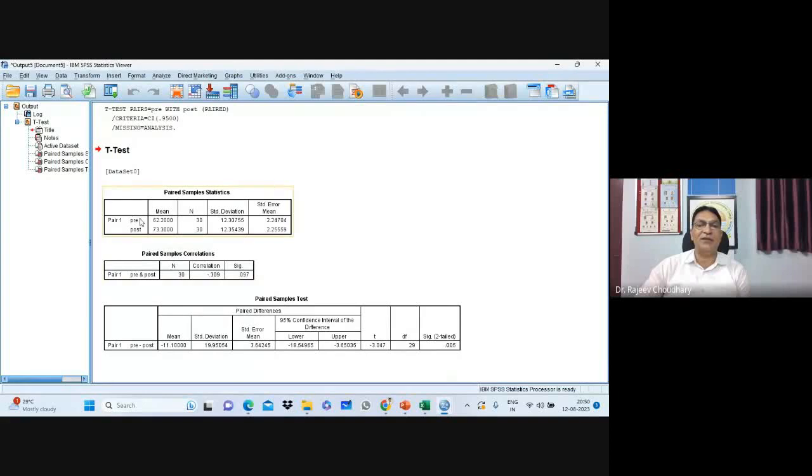See, the pre mean is 62 point something, post mean is 73.30, and the t value is 3.04. We ignored the sign, and the significance value is 0.005. The output is same as Excel. We performed the analysis of this technique by using both softwares, Microsoft Excel and SPSS, and output is same in both.